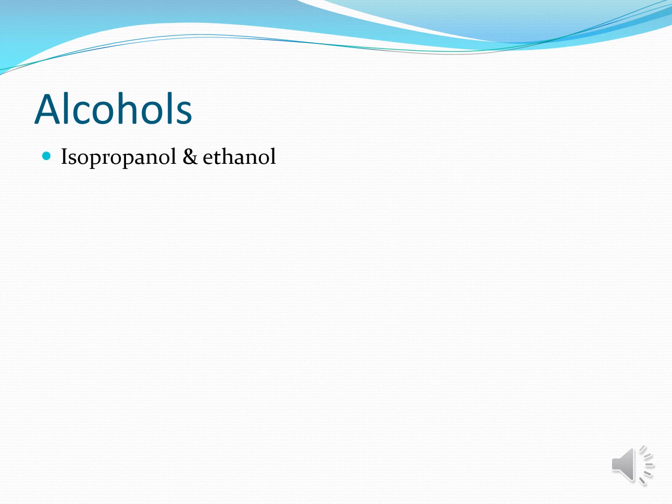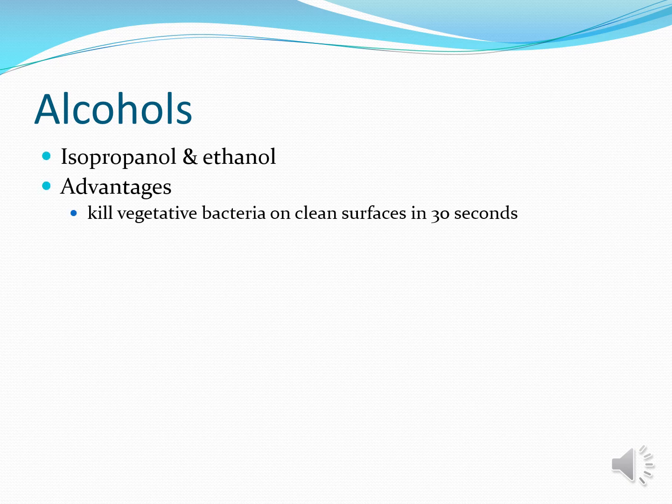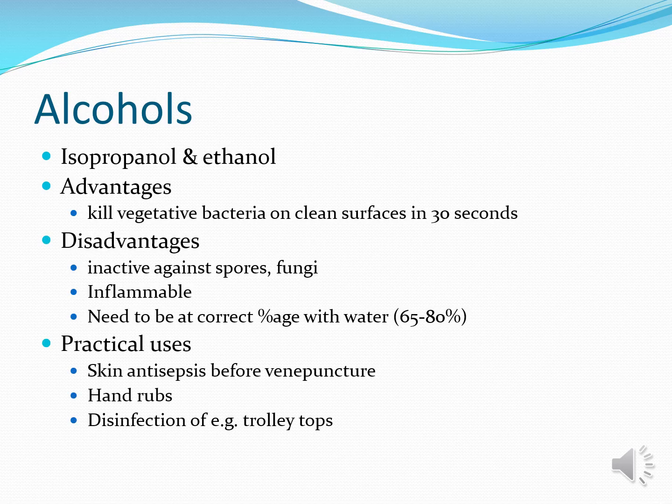Alcohols: isopropanol and ethanol. Advantages: they kill the vegetative bacteria on clean surfaces in 30 seconds. Disadvantages: they are inactive against spores and fungi. They are highly flammable. They need to be at the correct percentage with water, which means the alcohol concentration should be around 65 to 80% for it to be efficacious. Practical uses: it is used in skin antiseptics before venipuncture, hand rubs, and as a disinfectant of trolleys.